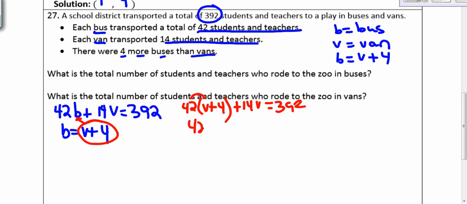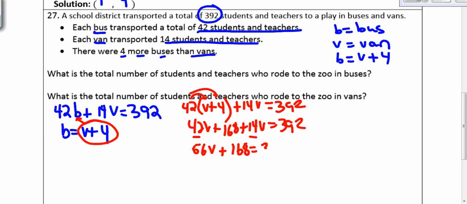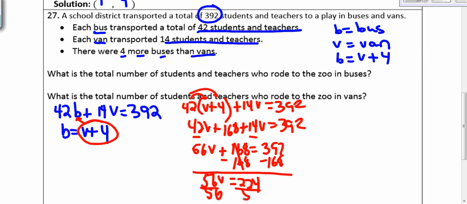Then I'm going to do distributive property. You have 42V plus 168 plus 14V equals 392. Combine like terms. You have 56V plus 168 equals 392. Subtract 168 on both sides. This cancels. You have 56V equals 224. You divide by 56. Divide by 56. You get V equals 4.